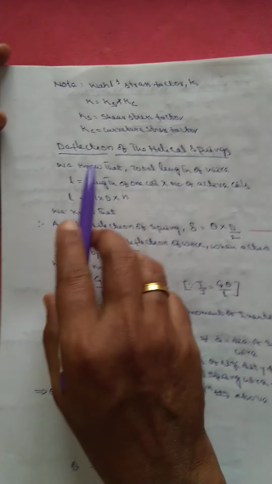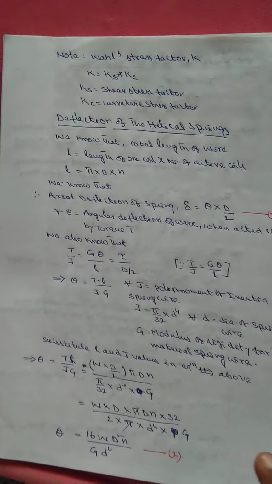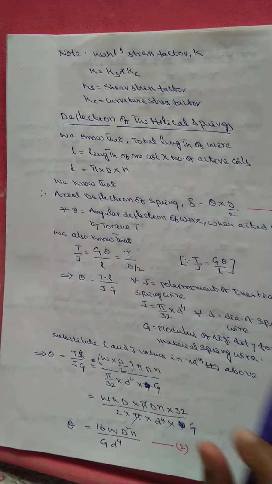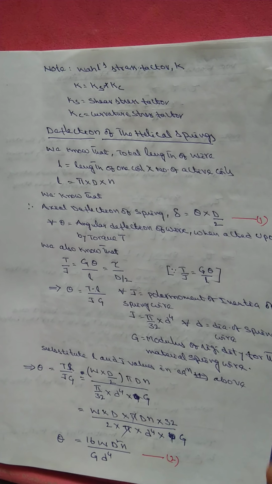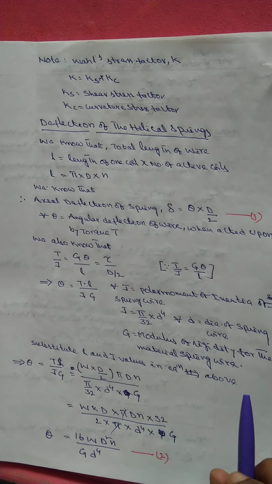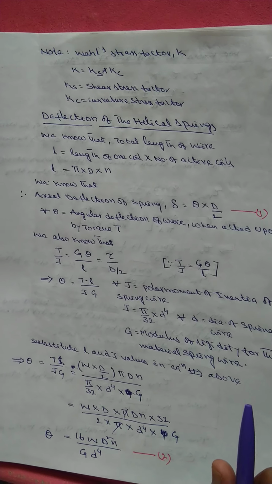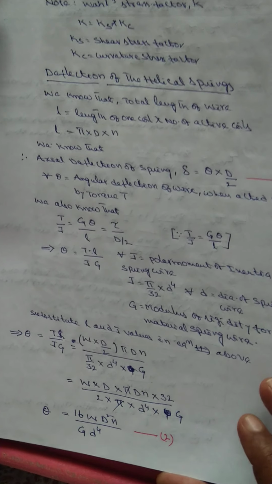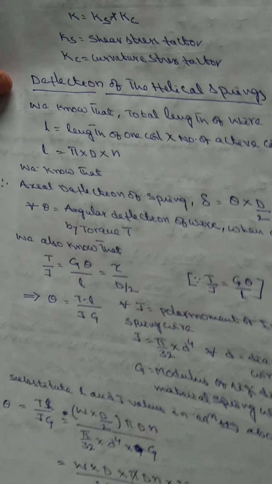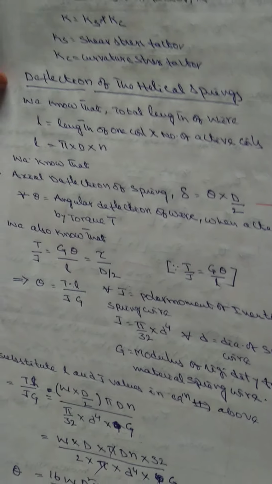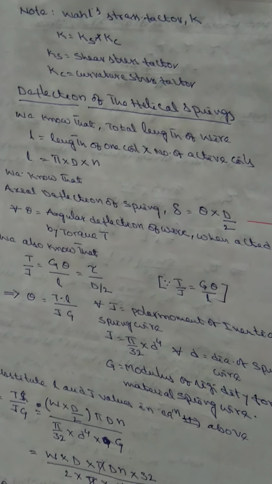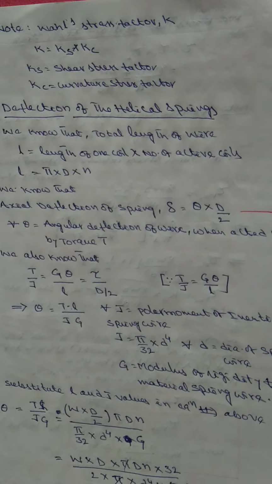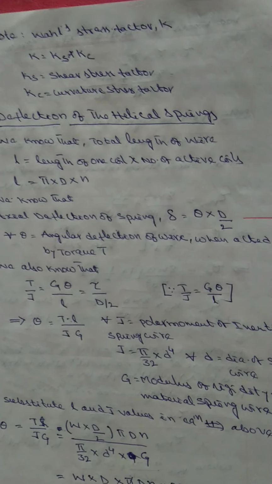Note, Wahl's stress concentration factor we will discuss again. K is equal to Ks plus Kc. Ks is the shear stress factor, and Kc is the curvature stress factor. So next is the deflection of helical springs. Now we will see the derivation for the deflection of helical springs. In the next video I will give you the deflection and I will solve the problems. Thank you.